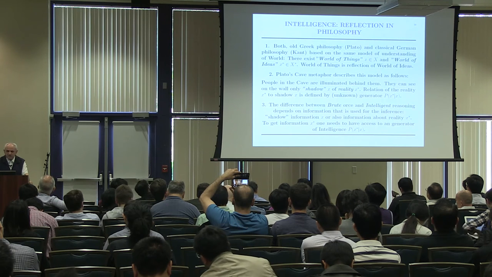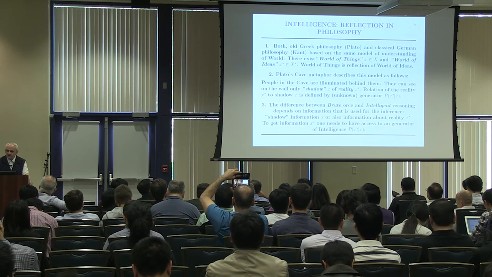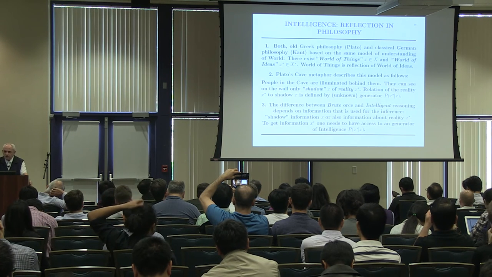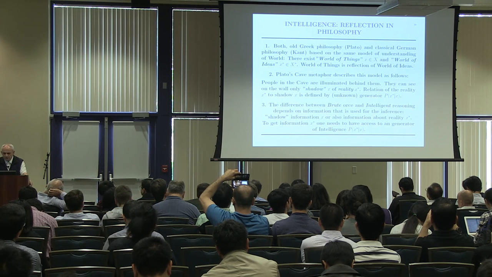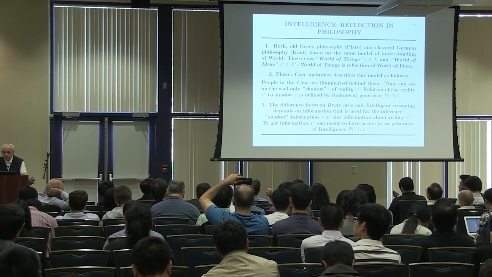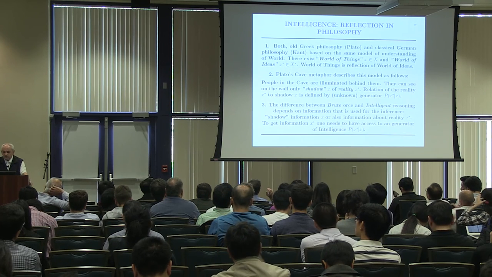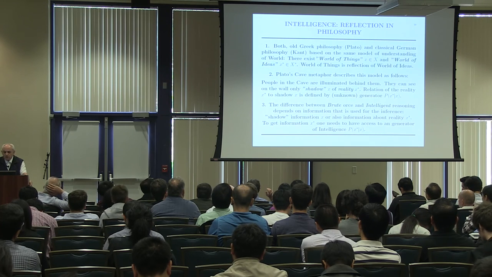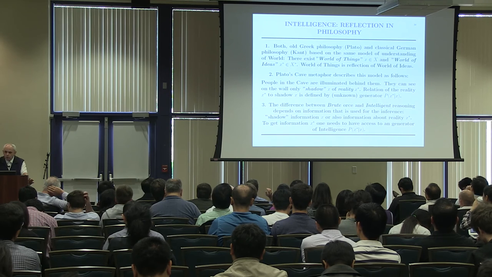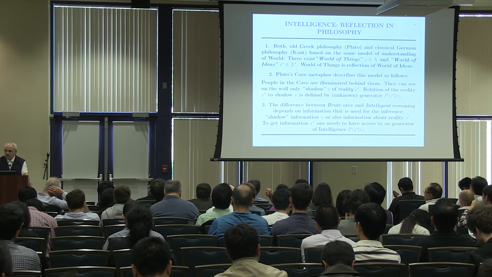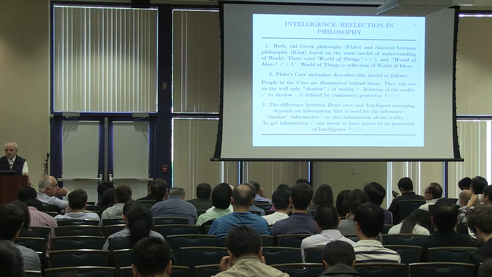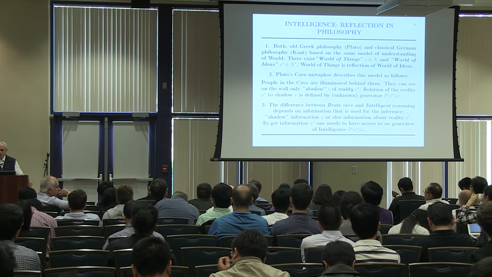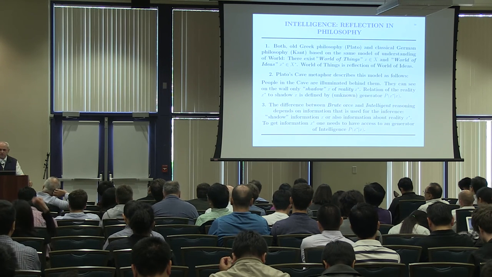The probability of X star given X, this is real intelligence, the intelligent generator. So if you have this intelligent generator, you can do much better than if you don't have it. The difference between brute force and intelligent reasoning depends on the information you're using. Either you're using information about the shadow, or you're also using information which somehow represents reality.